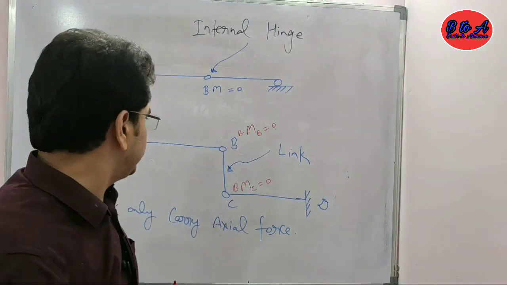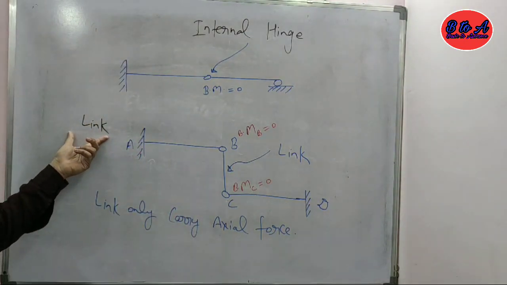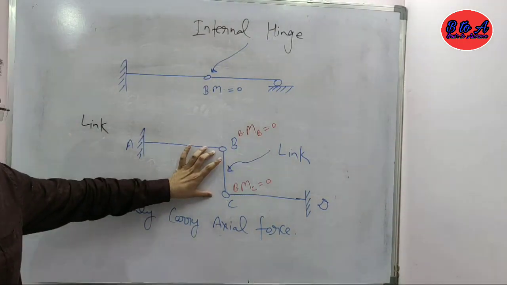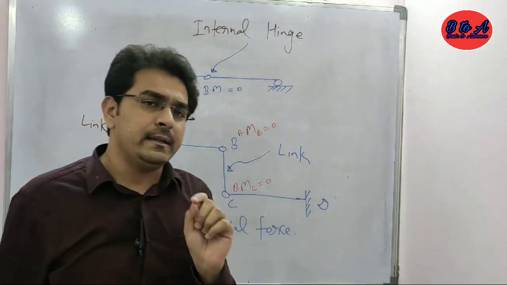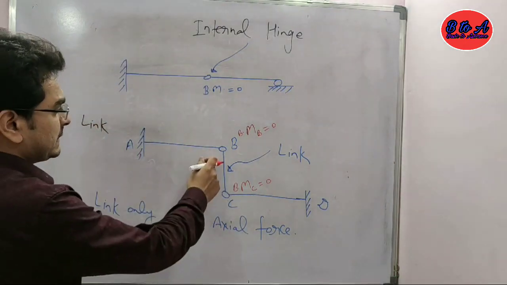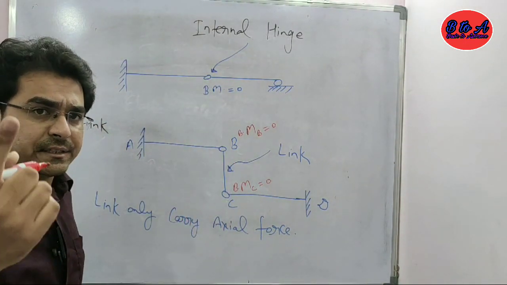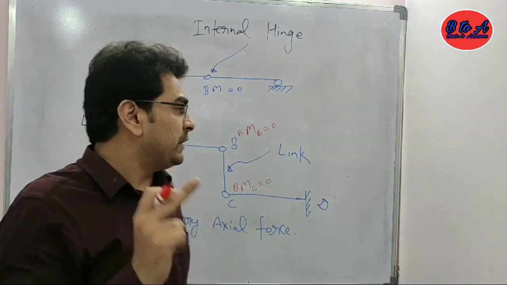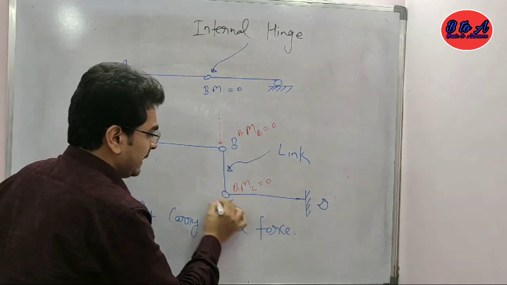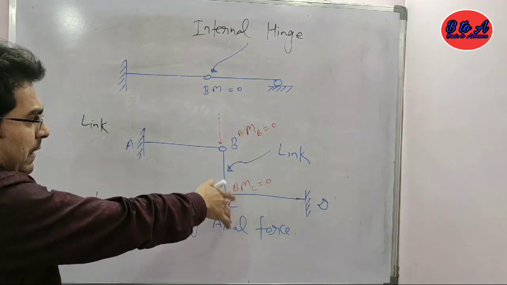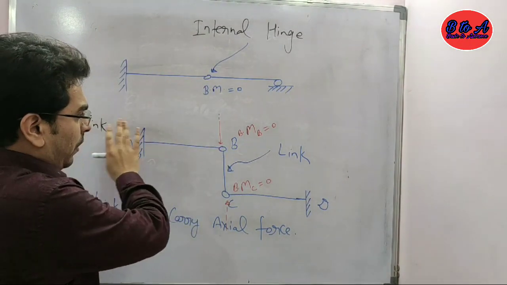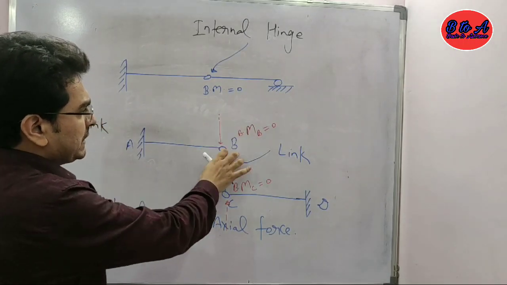Now the second concept is link. The shape of the link looks like this. This is the link. This portion is known as the link. What is the property of the link? Link carries only the axial force. That is, this link can carry only the axial force. Axial force means the force which is applied in the axial direction of the member. So, link only carries the axial force.